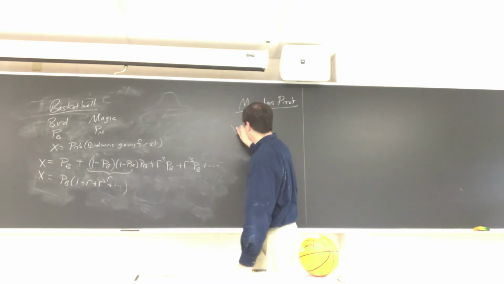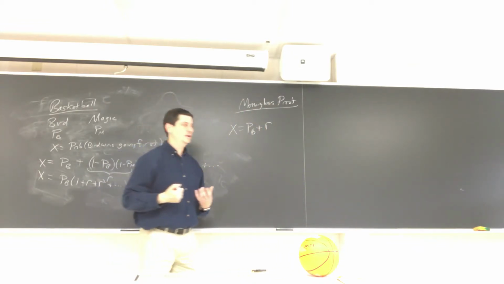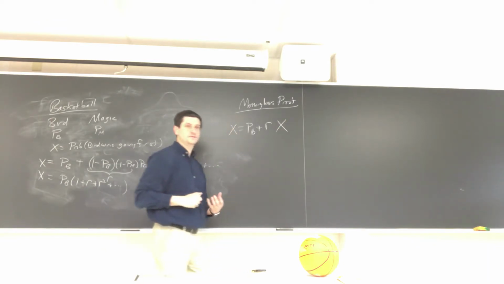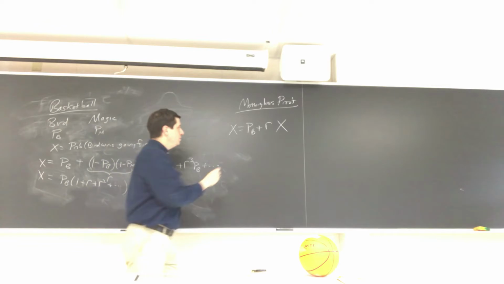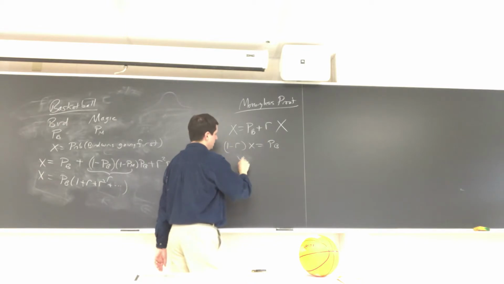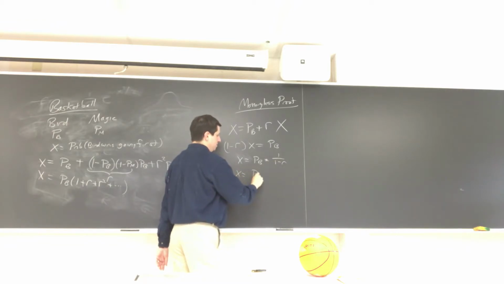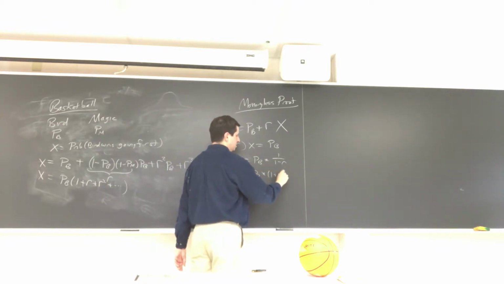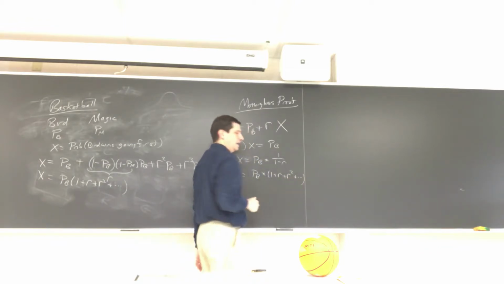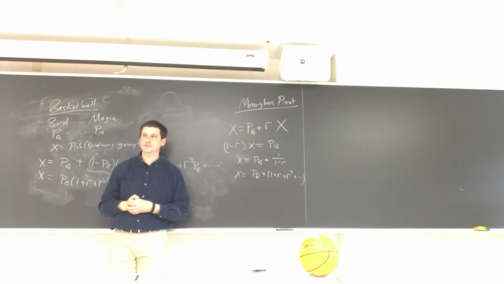And so if X is the probability that Bird wins, he could win on his first shot, or they both miss. And now that they both missed, it's like we're playing the game right now. And the probability that Bird wins is just X. And so now we get 1 minus R times X is PB. So X is PB times 1 over 1 minus R. But X is also PB times 1 plus R squared, and so on. And there's the geometric series formula. So there's a proof of the formula for the sum of an infinite series. So sometimes we have closed form solutions.